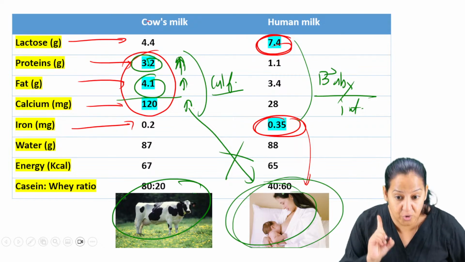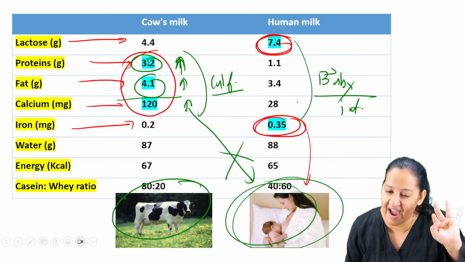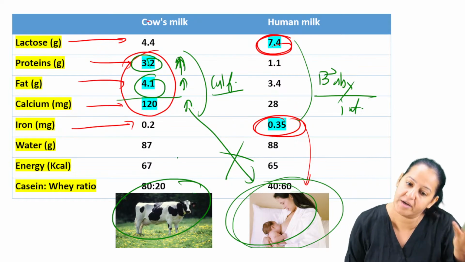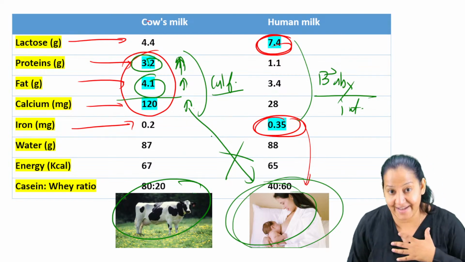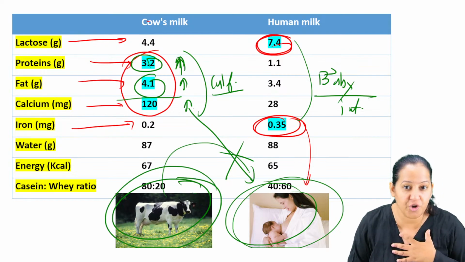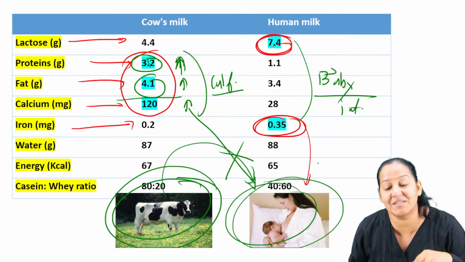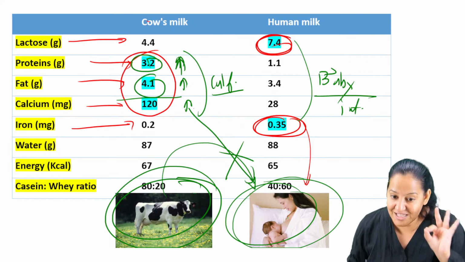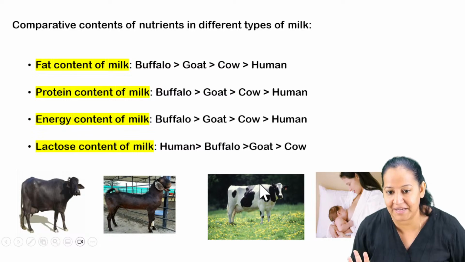So please learn: lactose and iron are more in mother milk, and protein, fat, calcium and total energy are more in cow milk. You have to learn that. I hope you got the reason also. I agree the energy is more in cow milk, but that shouldn't be given to a newborn because the newborn cannot digest it. Excess of anything is to be avoided; if you give too much, the baby won't be able to digest it. Best milk for the human baby is human milk only. The mother's milk, the breast milk. So that is the summary. I hope you got it.